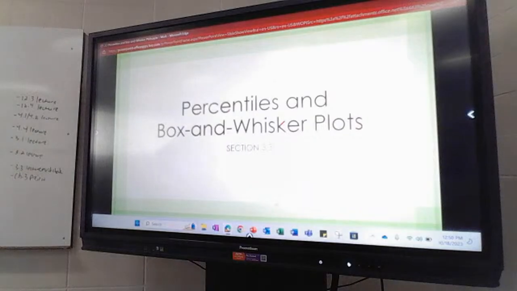This last section of chapter 3 is on percentiles and box and whisker plots. So in section 1, we talked about measures of central tendency: mean, median, and mode. Well, the median is actually going to be really important in this section, so we will revisit that. In section 3.2, we talked about measures of variation: range, variance, and standard deviation. Well, the range is also going to play a small part in this also. So we're going to be combining concepts that both revolve around the center of your data and also the spread of your data.